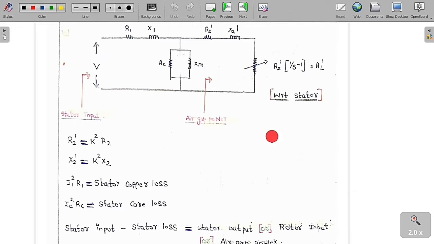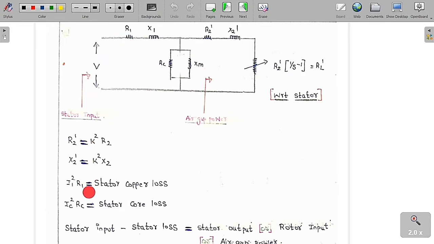This is the point that you always have to remember. This is the supply voltage, R1, X1, RC, XM, R2 dash, X2 dash, and this is R2 dash into (1/S minus 1), which is equal to RL dash with respect to the stator. This is the stator input, and this is the air gap power or rotor input. Let me assume the current here is I1.